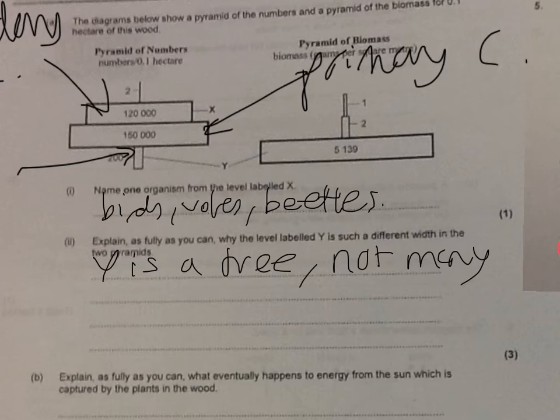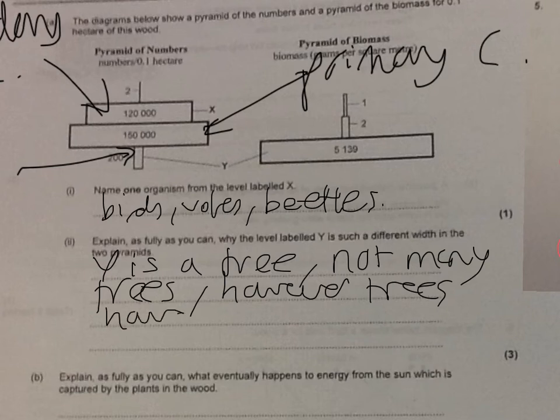However, you can see on the right diagram at the top, which is your pyramid of biomass and not your pyramid of numbers, that they've got an overall dry mass or biomass of 5,139 grams per square metre. So there's not many trees, however, trees have lots of biomass. Okay, so that was out of 3 marks. You get 1 mark for mentioning that it's a tree, second mark for saying there's not many trees, and your third for saying that there's lots of biomass in the trees.